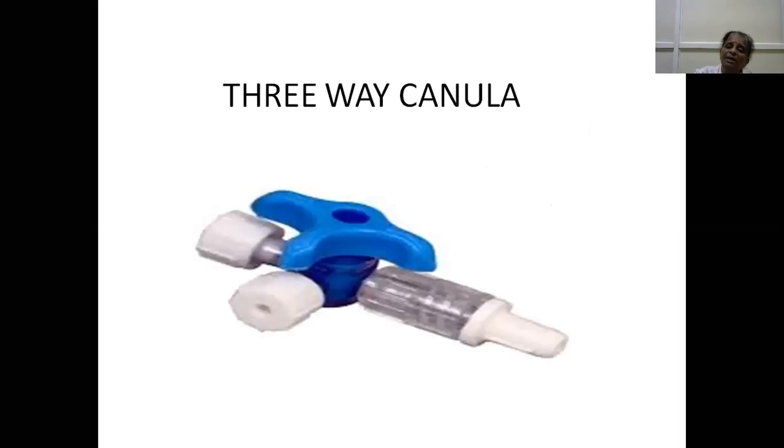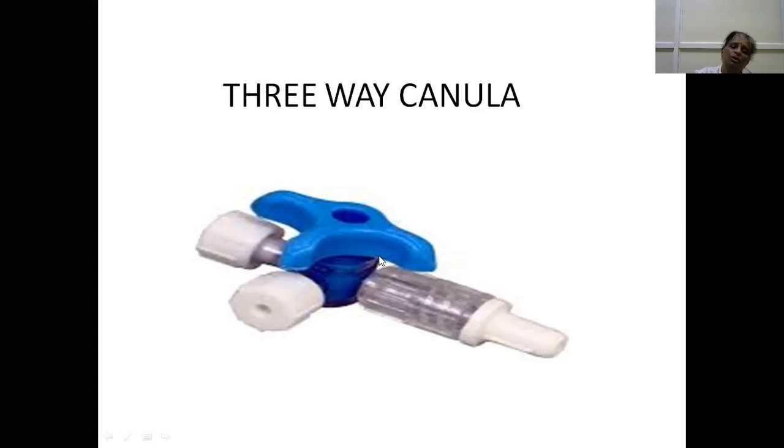So, this is a three-way cannula that is used for the aspiration, or thoracentesis. Aspiration of fluid is called thoracentesis. In this, there are three ways. This one is for the needle, where we put it in. This needle will be fixed and put into the fluid cavity. And this is for the syringe, and this is for the tubing to draw fluid into the bottle.